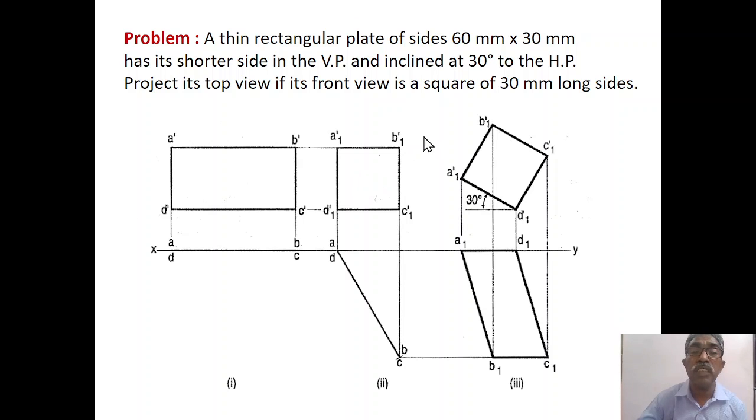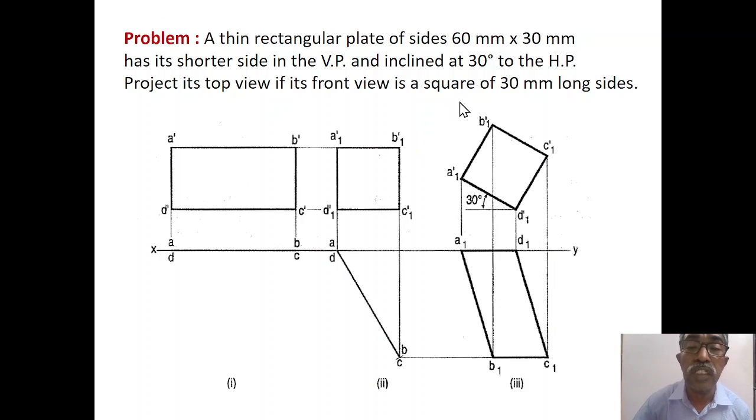Therefore, when the plane is inclined to the horizontal plane, you get a reduced figure in the top view, and when the plane is inclined to the vertical plane, you get the reduced figure in the front view. Here, for the reduced figure, which is the square, first you have to decide which is the true shape and which is the reduced figure. Very simply, the larger one is the true shape of the plane, and the smaller figure is the apparent shape, the reduced figure.